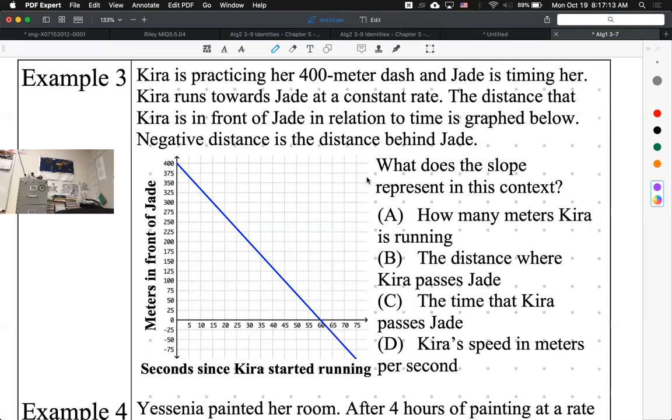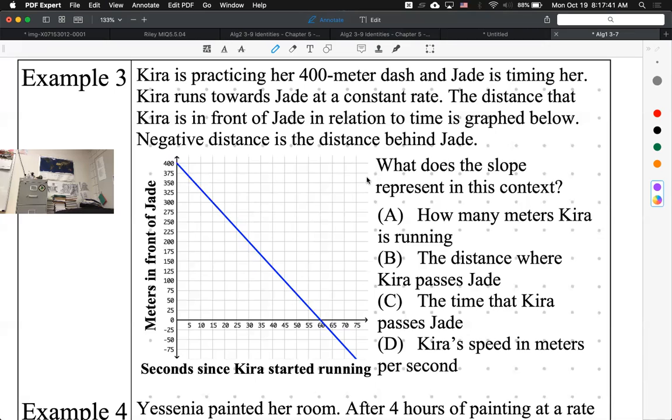Kara is practicing her 400-meter dash, and Jade is timing her. Kara runs toward Jade at a constant rate. The distance that Kara is in front of Jade is related to time that is graphed below. Negative distance is the distance behind you. And then the question is, what does the slope represent in this context?